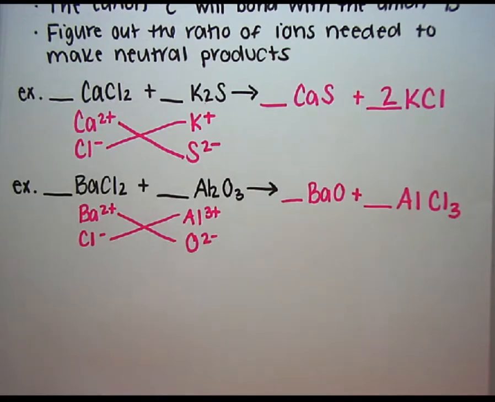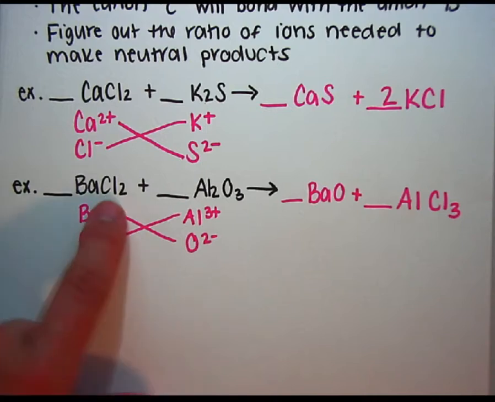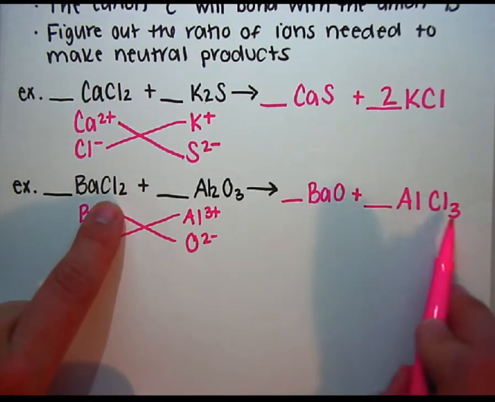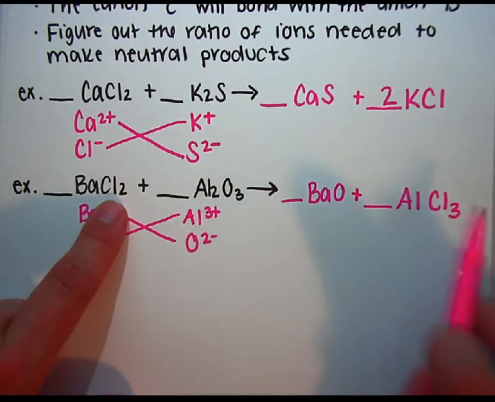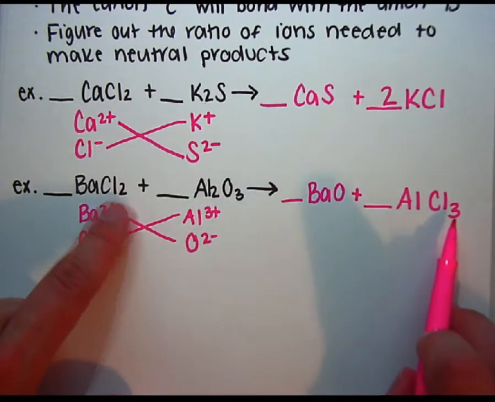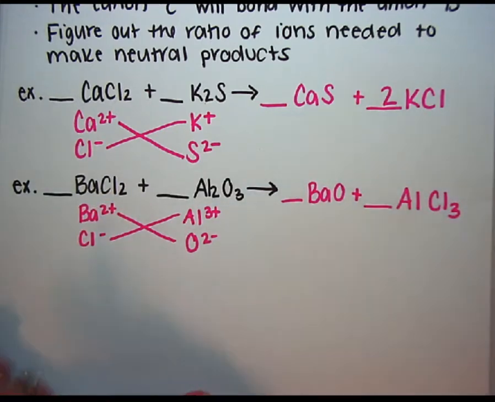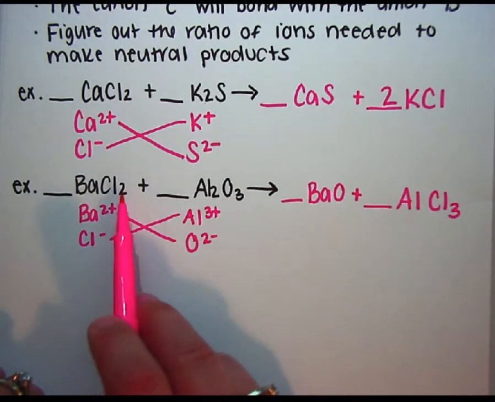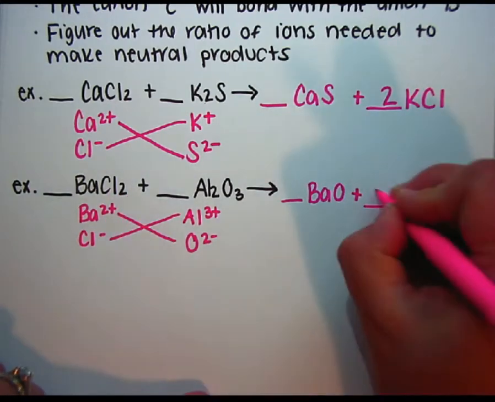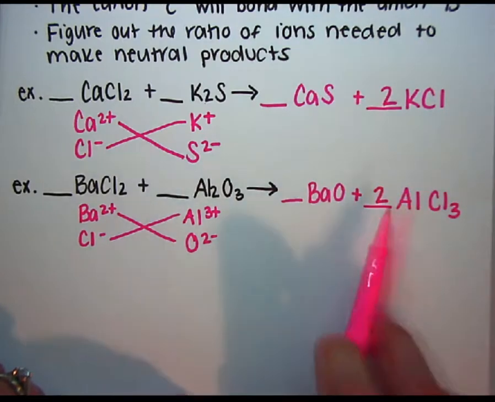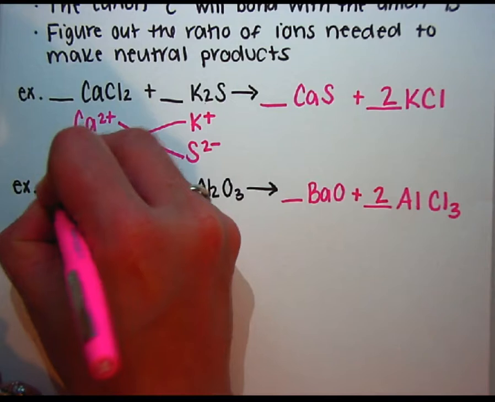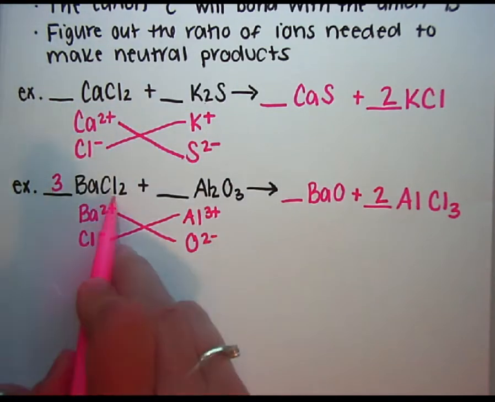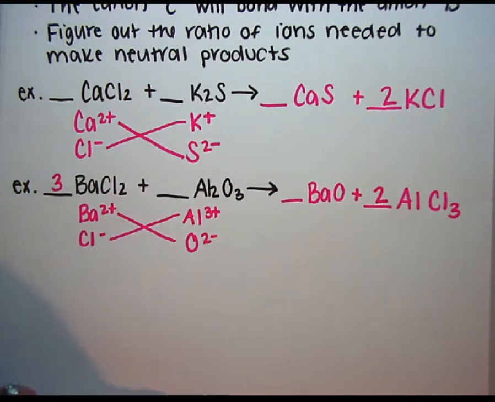Last step is to balance. I have 2 chlorines on the left, but 3 on the right. Anytime you have an odd number on one side and an even number on the other side, make the odd one even. There's no whole number that I could multiply 2 by that's ever going to get to an odd number. Make this one even by adding a coefficient of 2. 2 times 3 gives me 6 chlorines. 3 times 2 gives me 6 chlorines.